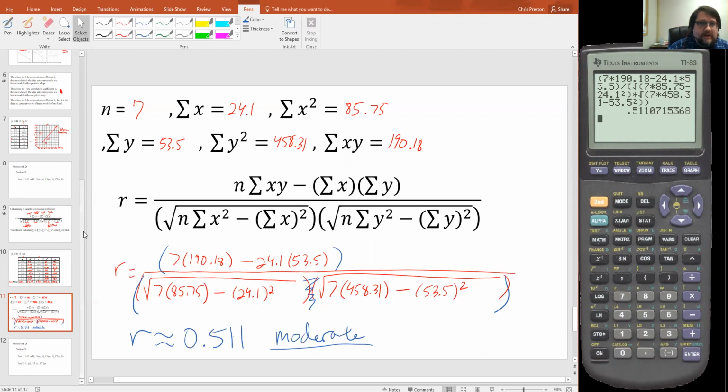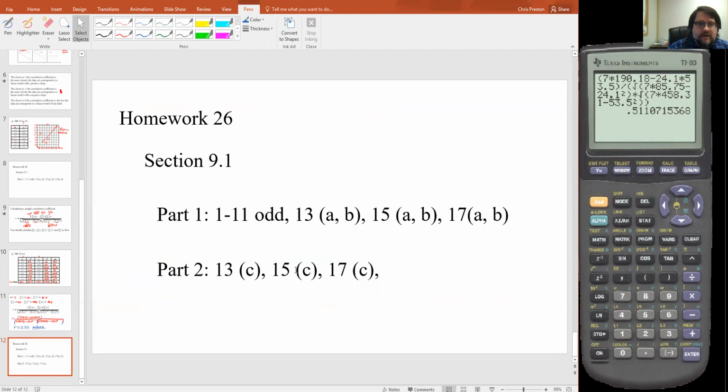So that's how you calculate the R value, and you'll do that for the problems you did, the A and B. Now you're going to go back and do 15C, 13C, 15C, and 17C. You're going to look at scatter plotting and regression, figuring out how close that fits the line, and then in the future we'll do a regression. All right, so that's the end of this video.